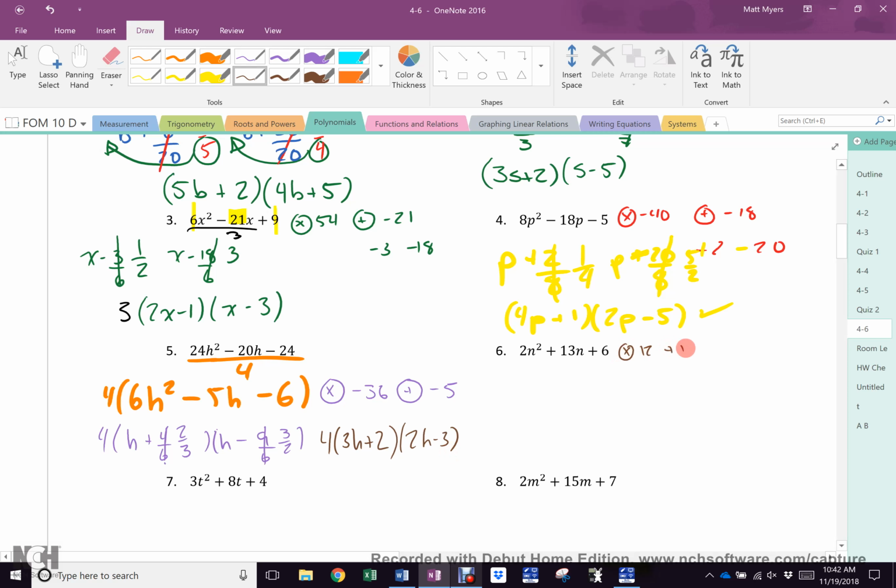Multiply to 12. Add to 13. What is it? Whoa, 1 and 12. Yes, n plus 12. But it's not plus 12. It's 12 over 2. And n plus 1. But it's not plus 1. It's 1 over 2. What do I do with that fraction? 6 over 1. No denominator. N plus 6. 2n plus 1. 2 times n, 2n. 1 times 6, 6. Done. Yeah! Mine like last year. I'm just going to write the answer. One over 2. Right?